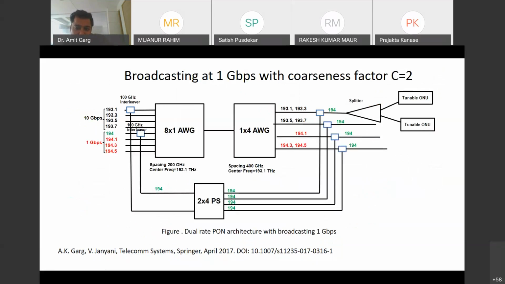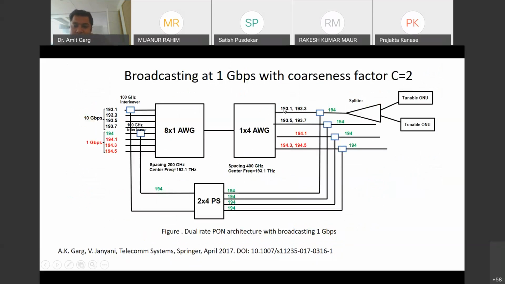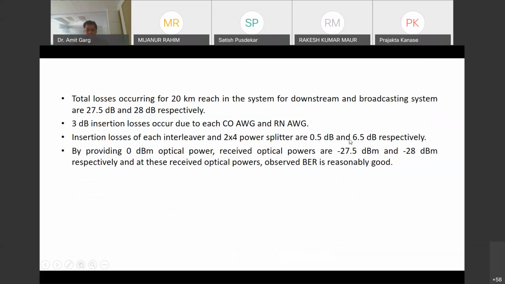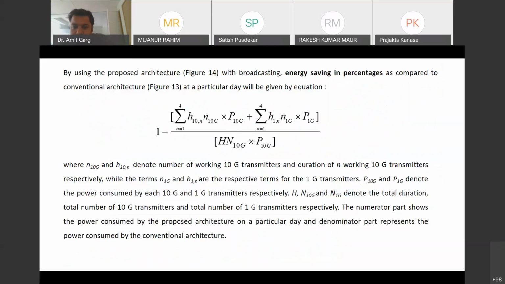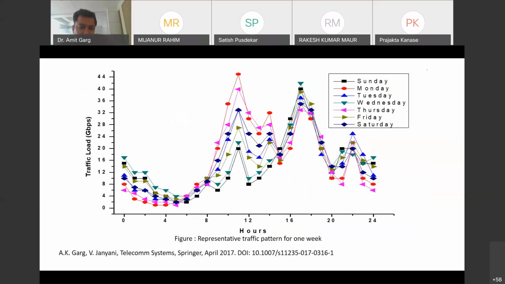Okay, so this is the broadcasting at 1 Gbps with coarseness. Basically, this is called the coarseness factor, if the spacing of this is compared to this. So in this case, the wavelength allocation will be something like 193.1357, something like this. Okay. So I'll not go into this. Let me just give some idea.